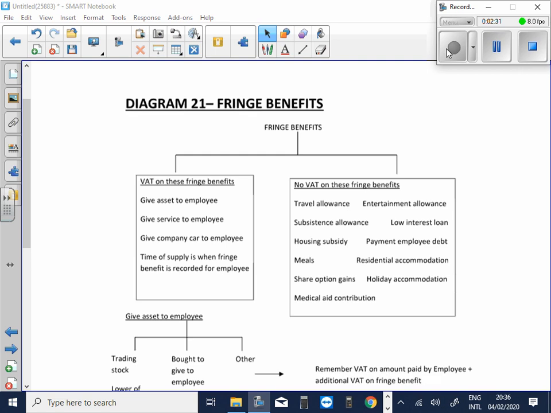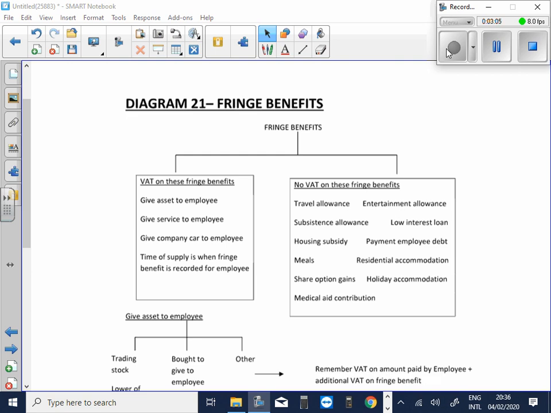Guys, payments of an employee's debt? No. Payments of an employee's debt? Tax invoice is not in your name. That's why you can't claim it. Does that make sense? Okay, meals? Entertainment. So, no VAT. Residential accommodation? Exempt. It's residential accommodation. Share option gains, what happens with shares? Shares are financial services. So loans and shares are financial services.